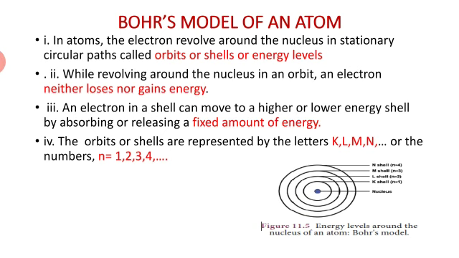Second point, while revolving around the nucleus in an orbit, an electron neither loses nor gains energy. While revolving around the nucleus, the electron will neither lose energy nor gain energy.